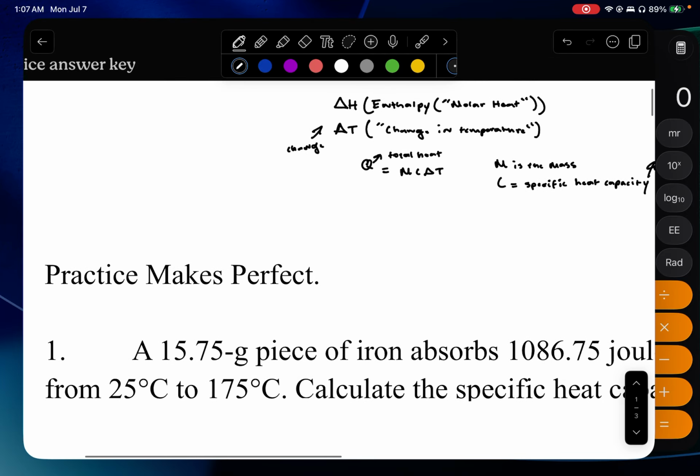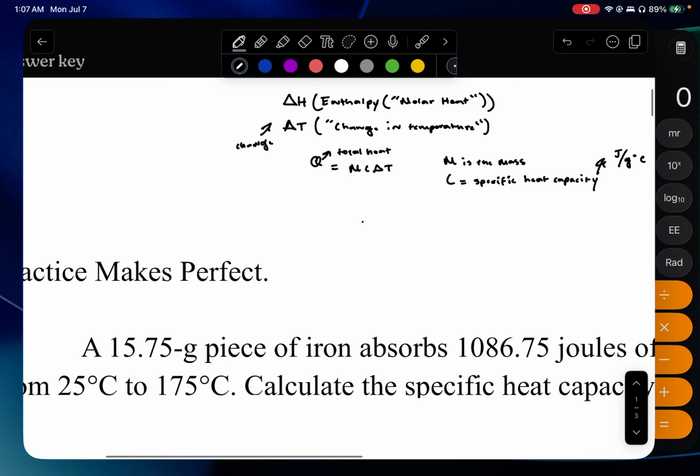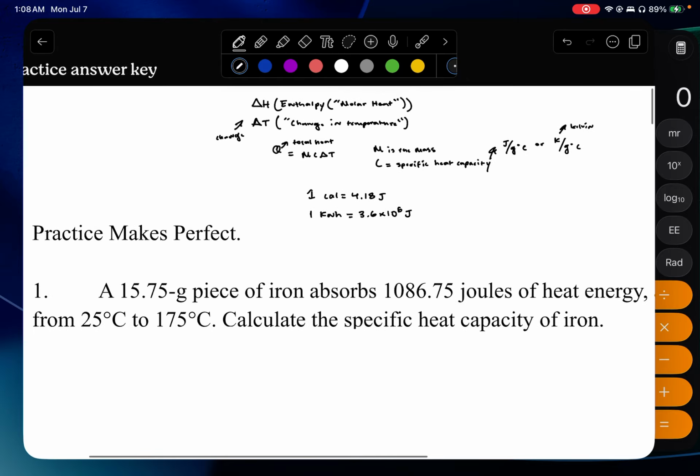Oh, sorry, I forgot about the conversions. So 1 calorie is equal to 4.18 joules, and 1 kilowatt hour is equal to 3.6 times 10 to the 6 joules. Okay, now let's start our first question.